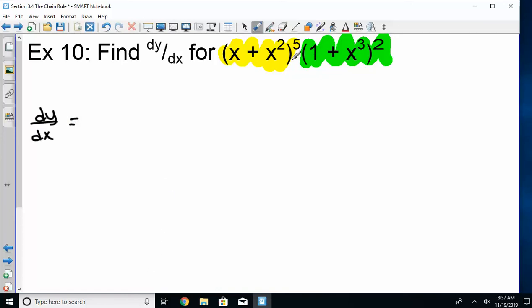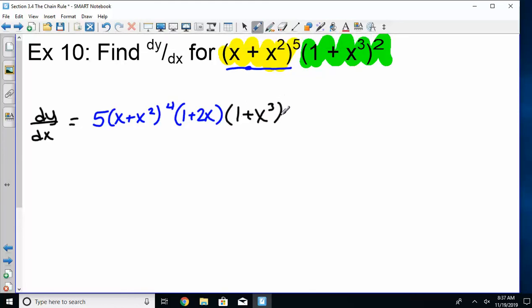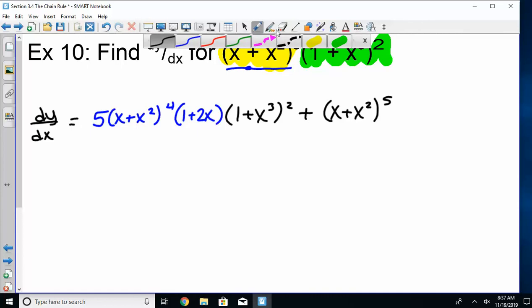So product rule is the derivative of the first. So to do the derivative of this piece, exponent comes down, inside stays the same, subtract 1 from the power, times, what's the derivative of the inside? So this blue represents the derivative of that one. So derivative of the first times the second, plus the first one, times the derivative of the second one.